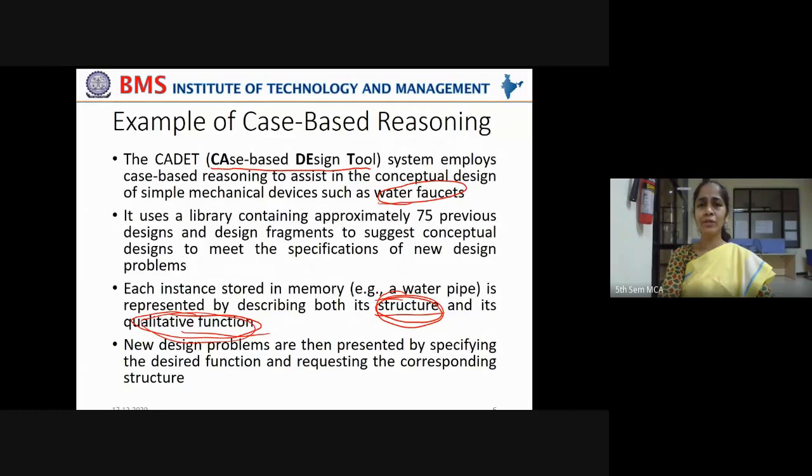When some new design problem is given to you, you are asked to design a new kind of tap. In such cases, though the outer design may be smarter, the underlying structure may be the same, right? When the input flow is like this from the tank, the output flow should be in this way. When the input temperature is this, the output temperature of the water should be this. That design might already exist, so that existing design you can take and use in your current design of the tap, right?